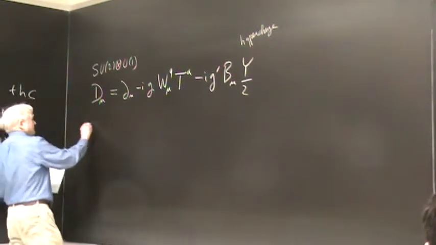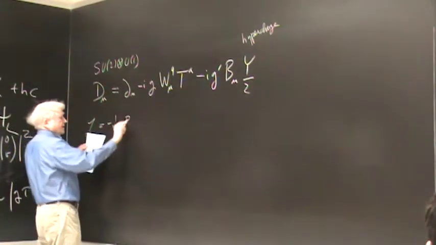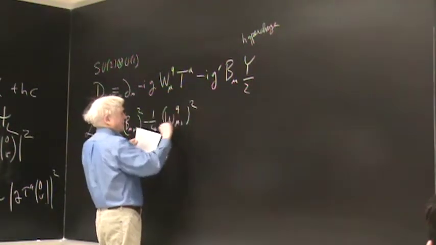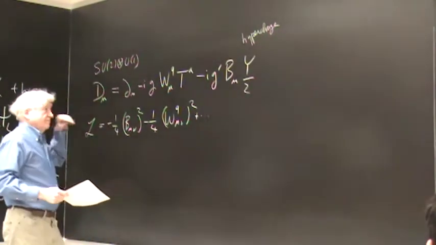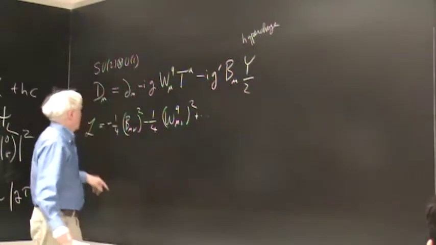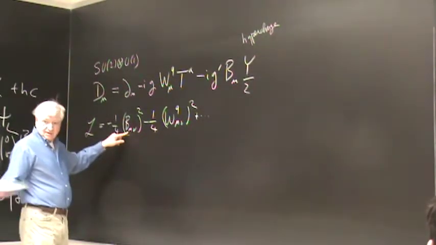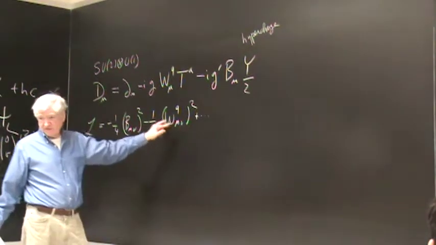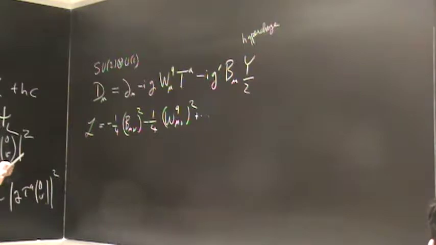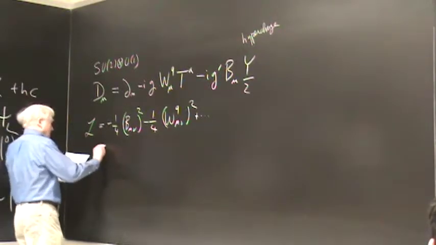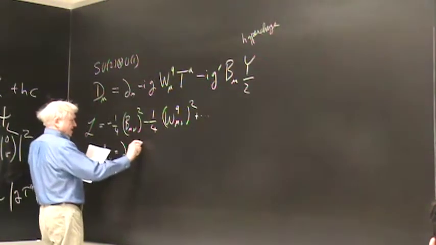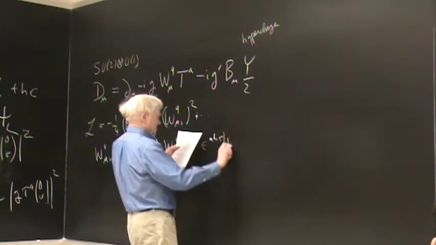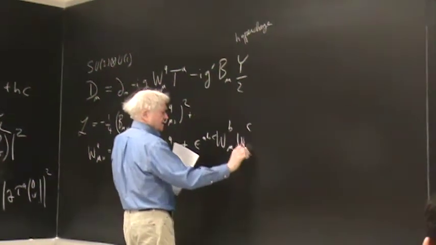Okay, well, the action density will be minus a quarter B_mu nu squared minus a quarter W^A_mu nu squared plus dot dot dot. This is abelian, this is the U(1). And so this is just a Maxwell-like term. This is quadratic in the fields. This is quadratic, cubic, and quartic in the gauge fields. Okay. In other words, W^A_mu nu is D_mu W^A_nu minus D_nu W^A_mu plus, and then it's epsilon_ABC W^B_mu W^C_nu.